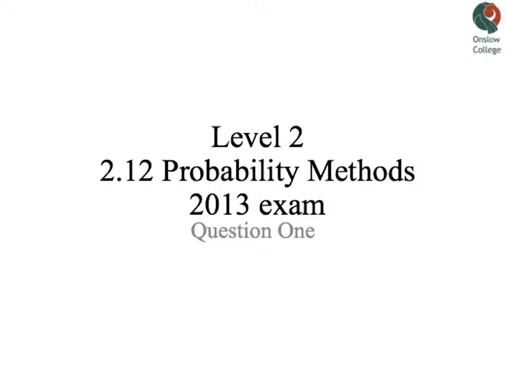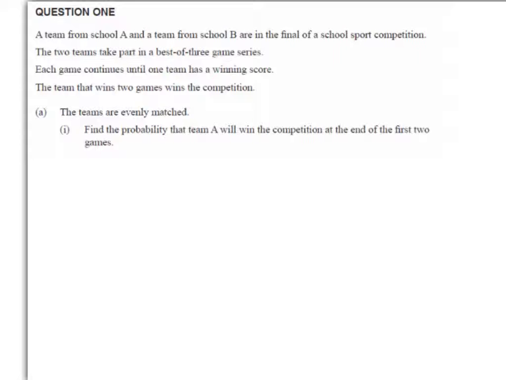Okay, so here comes the first part of question 1. We've got two teams, one from School A, one from School B, and they are in the final of a sports competition. They're taking part in a best-of-3 game series, and the game keeps going until one team has a winning score. The team that wins 2 games wins the competition, and really importantly, the teams are evenly matched.